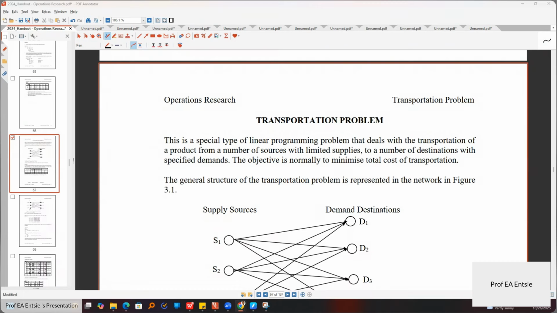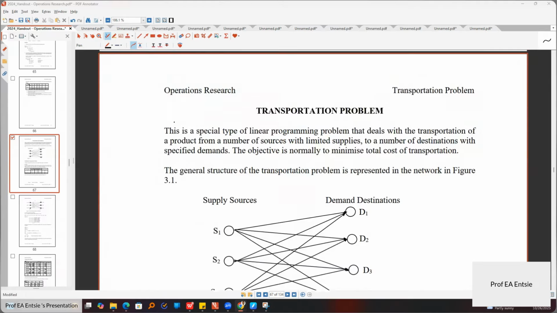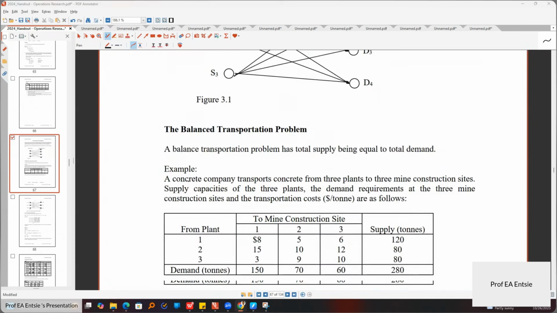All right, good day. I come your way with the transportation problem, which is a pivotal topic in operations research. So let's look at what it is. It is a special type of linear programming problem that deals with the transportation of a product from a number of sources with limited supplies. So here the resources are still limited, right? To a number of destinations with specified demands. The objective is normally to minimize total cost of transportation. Yes, so we want to minimize cost.